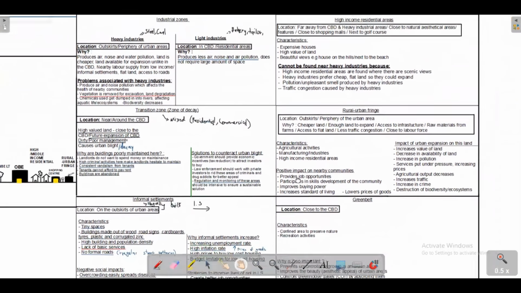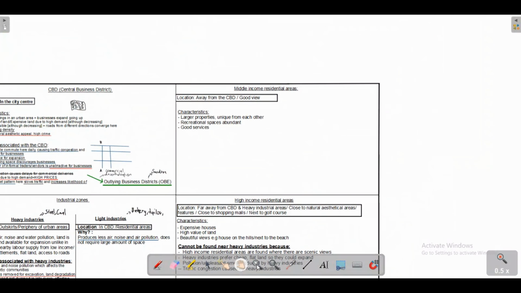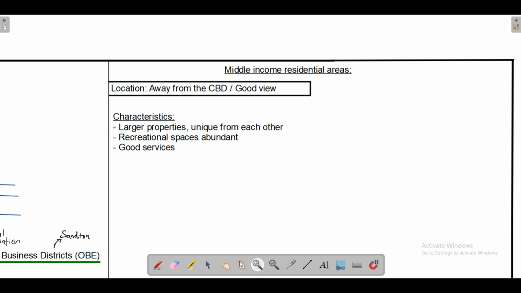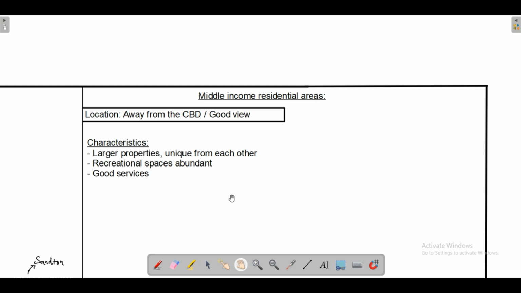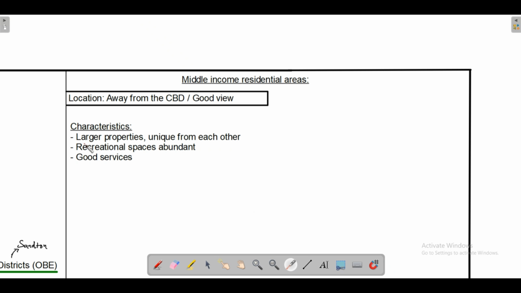Right, now let's move on to the next residential zone, which is the middle income residential zone or middle income residential area. These areas are quite similar to high income residential areas. To put it simply for you, middle income residential areas are away from the CBD, right? They have a good view. Areas maybe close to the beach, and so on. Quite clean. They have very large properties, right, that are unique.